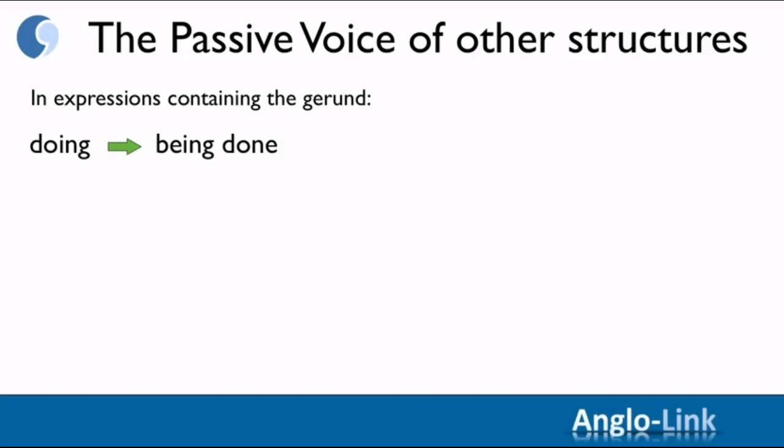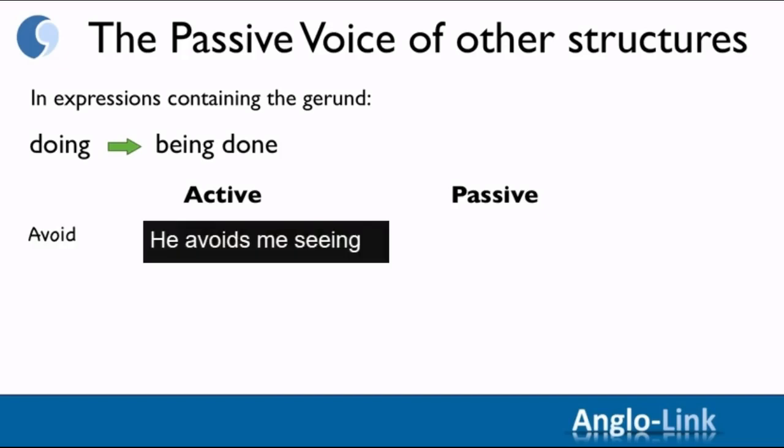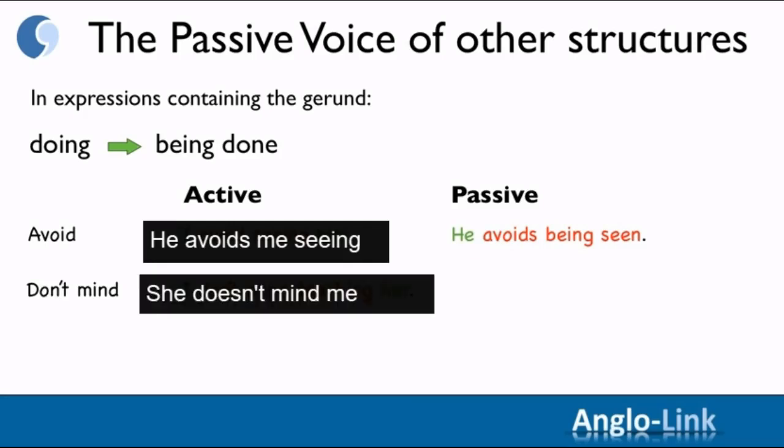Let's look at a couple of examples. Avoid. I avoid seeing him. The passive form would be he avoids being seen. Or, with the expression I don't mind, in the active form, I don't mind teaching her. In the passive form, she doesn't mind being taught.